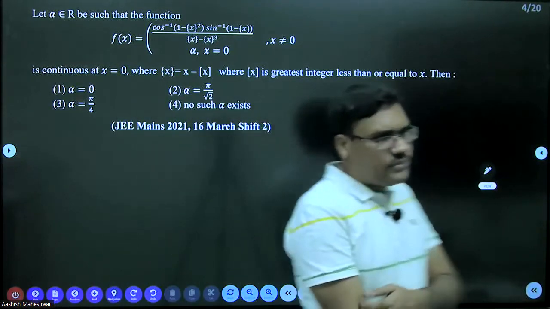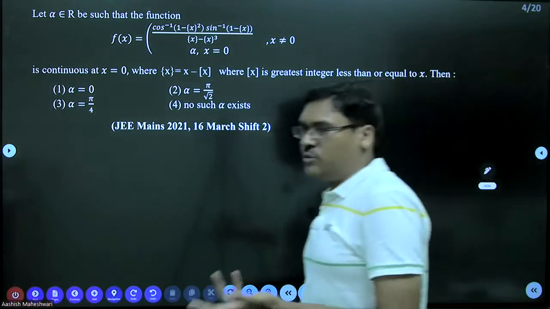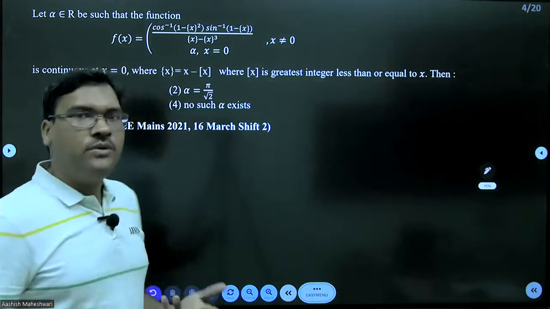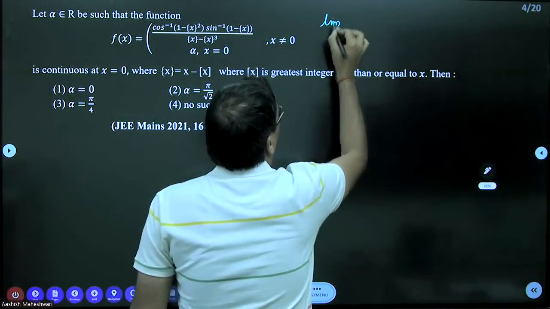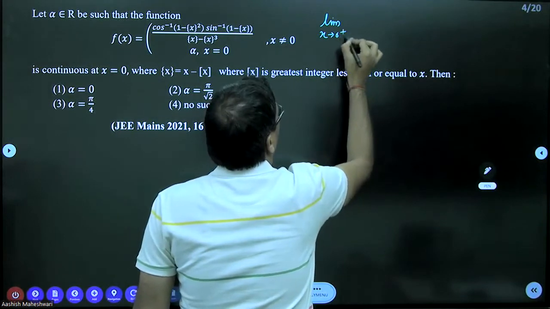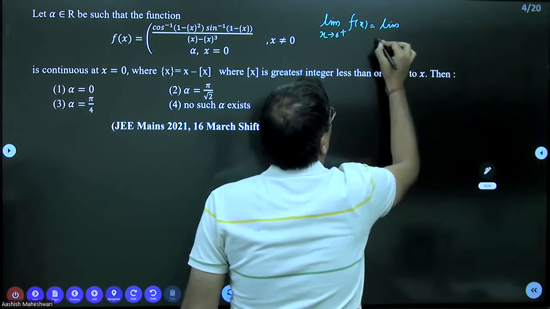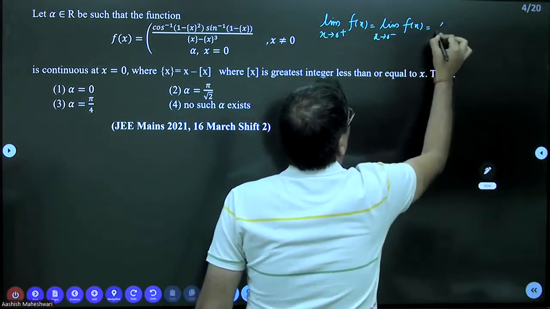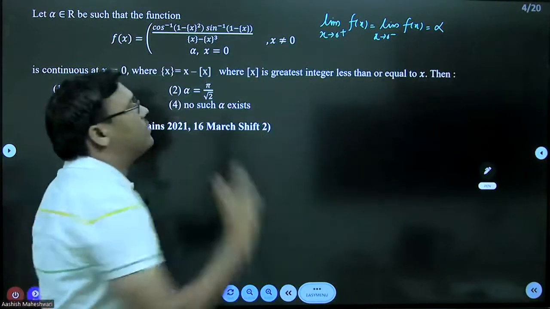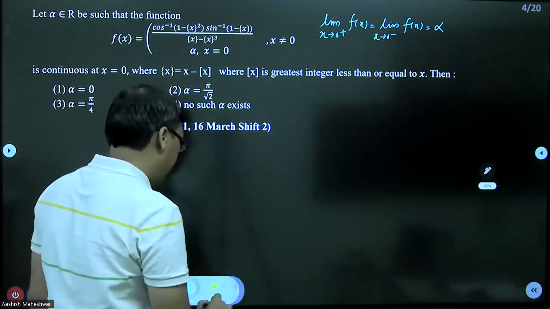So again, if this function is continuous at x equal to 0, LHL and RHL should be equal to the value at x equal to 0. So limit x approaches 0 plus f(x) should be equal to limit x approaches 0 minus f(x), which should be equal to f(0). What is f(0)? This is equal to alpha. Whatever. Now we have to just find the limits RHL and LHL.